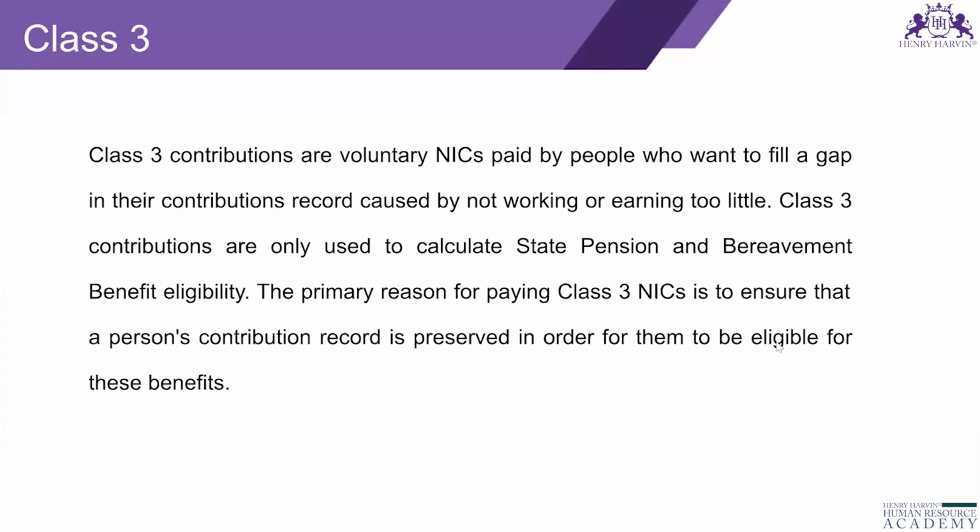So class three, as I explained, is voluntary contribution. So let's see this topic a little more. Class three contributions are voluntary NICs paid by people who want to fill a gap in their contributions record caused by not working or earning too little. It could be possible that employees are earning too little due to some other situation, not because of sickness or maternity, but some other reason. So in that case, they will not get NIC credits, so they will contribute through class three.